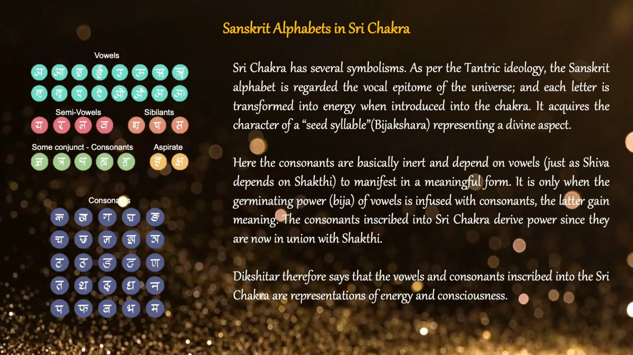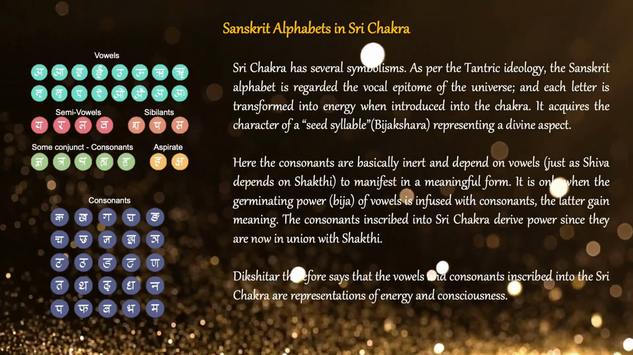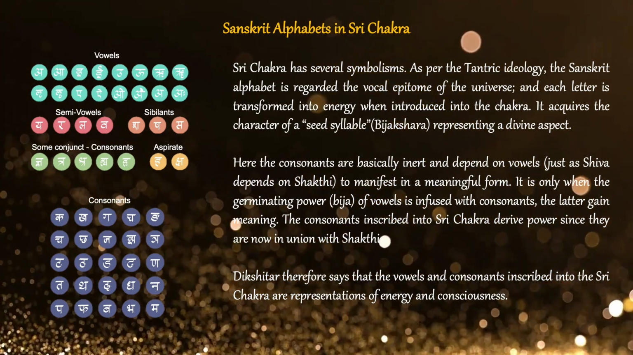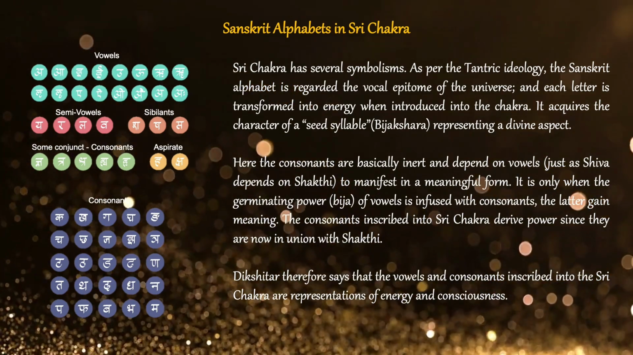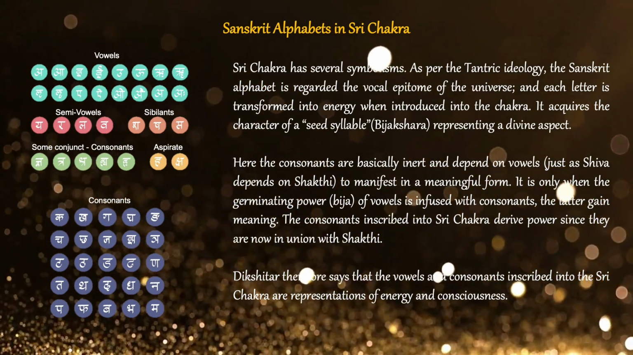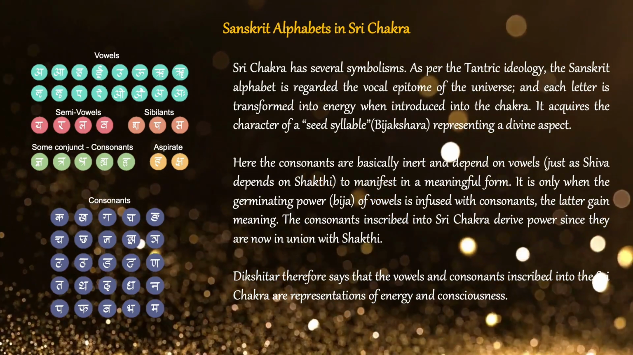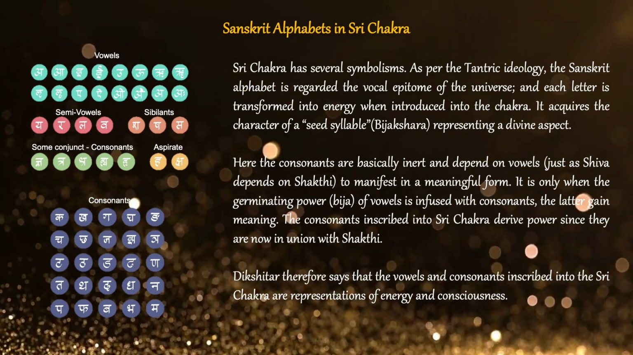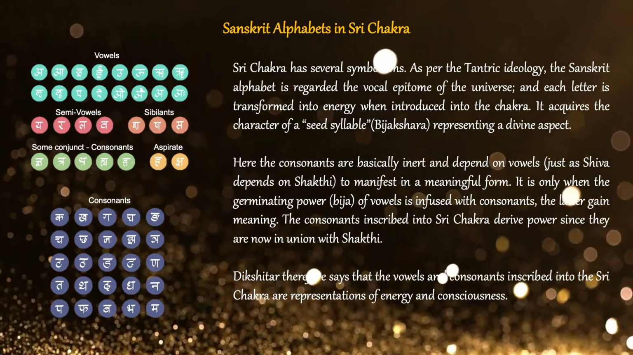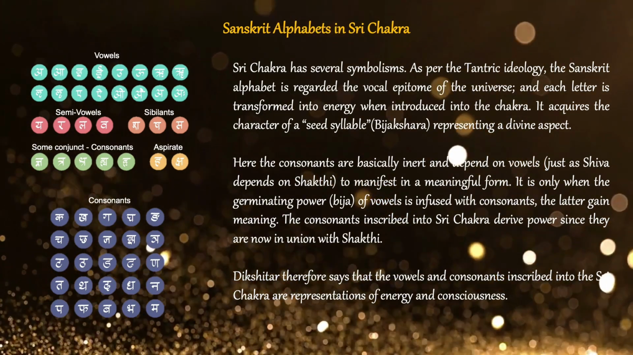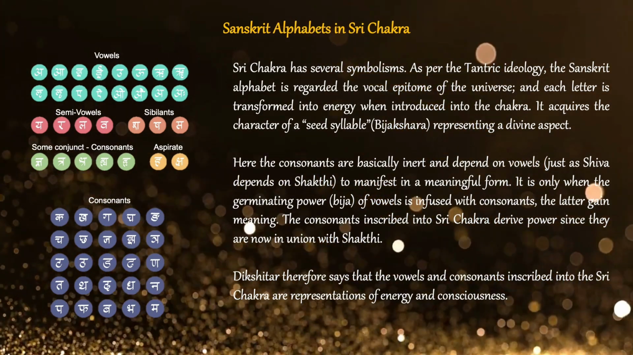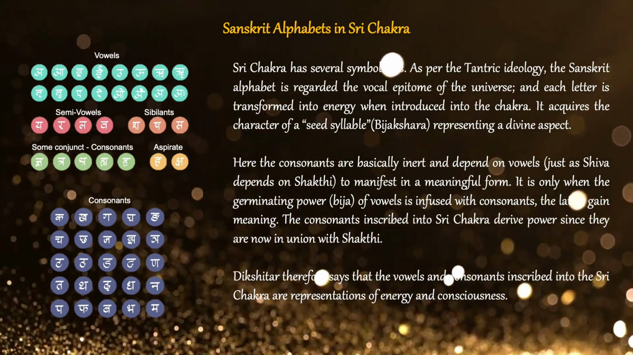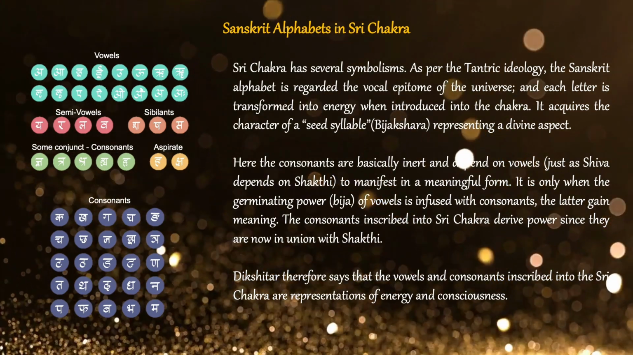Here, the consonants are basically inert and depend on vowels, just as Shiva depends on Shakti to manifest in a meaningful form. It is only when the germinating power of vowels is infused with consonants, the latter gain meaning. The consonants inscribed onto the Sri Chakra derive power since they are now in union with Shakti. Dikshitar therefore says that the vowels and consonants inscribed into the Sri Chakra are representations of energy and consciousness.